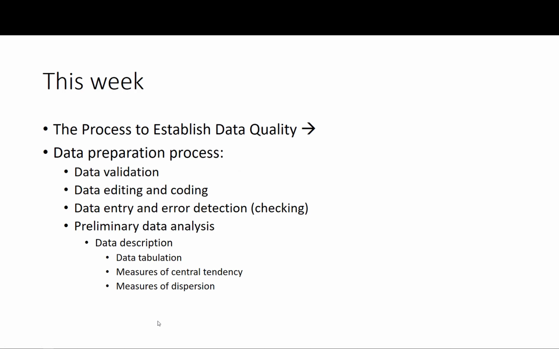So, I'll initially be looking at the process of establishing the data quality overall. So this process includes data validation, data editing and coding, data entry and error detection, often called error checking. And I'll also look at the preliminary data analysis, which relates to tabulation, measures of central tendency, and measures of dispersion.